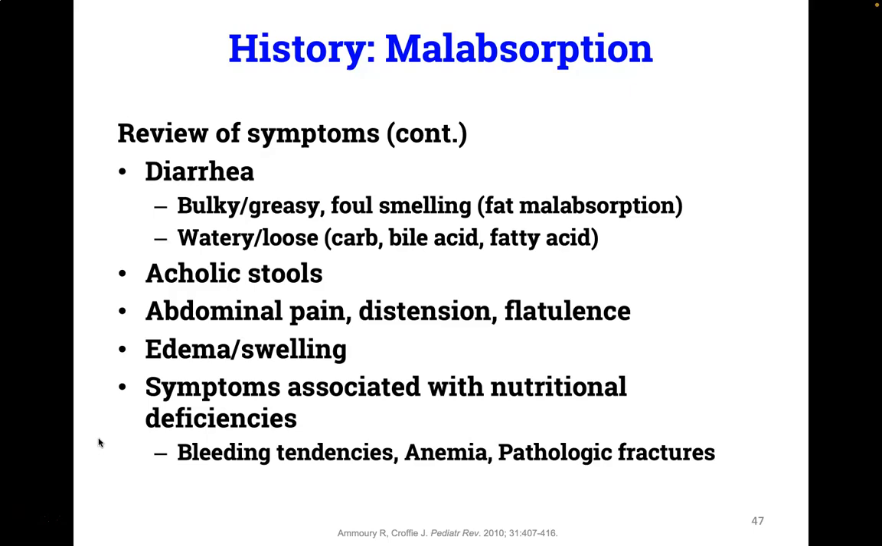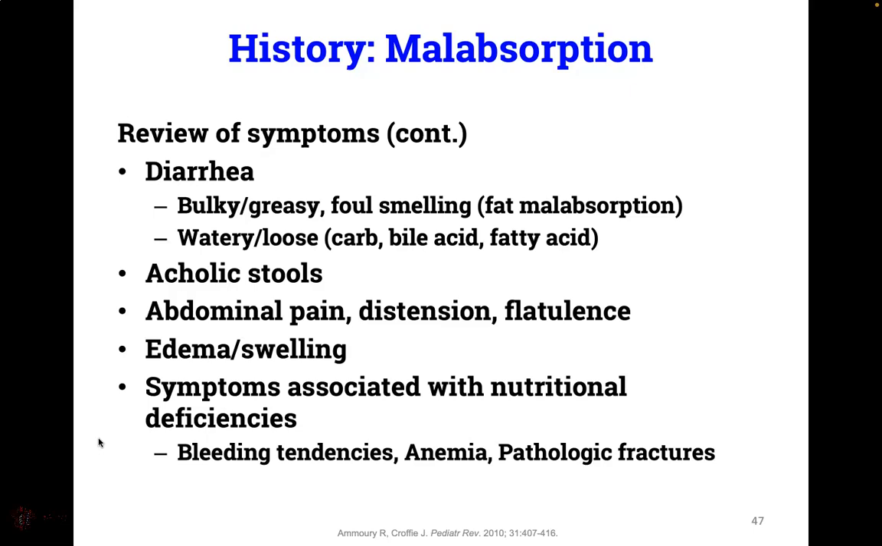or watery loose stools, which may be seen in the context of fatty acid or bile acid or carbohydrate malabsorption. And in the case of carbohydrate malabsorption, stools are often acidic and irritating to the perianal skin, so you might get a history of rashes. Acholic stools obviously would be chalky and white and a sign of cholestasis. Abdominal pain, distension, and flatulence could be symptoms of malabsorption or associated with that.